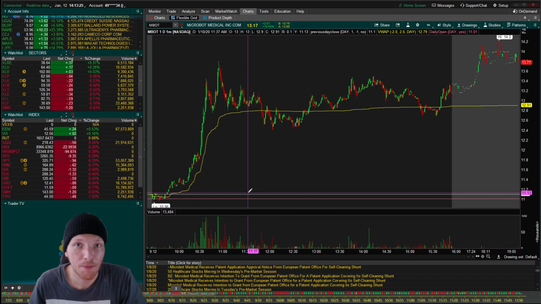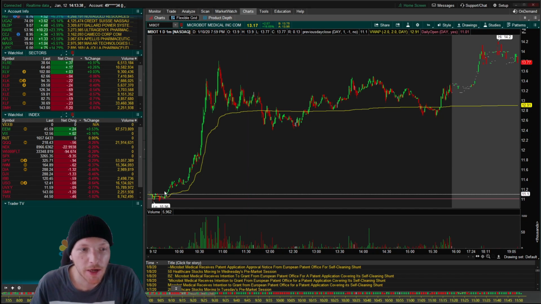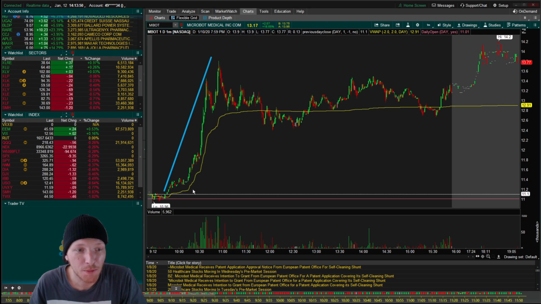So for this example with VWAP, we're going to look at MBOT. We see here this morning it had a nice surge up from around $11 up to almost $14. VWAP starts trending its way on up, and then look right here at this $12.80 level. This VWAP was acting as support, bouncing off of the VWAP. That's a trading strategy in itself right there.